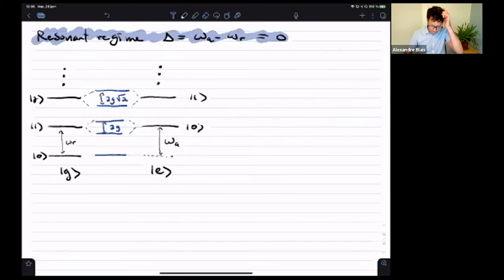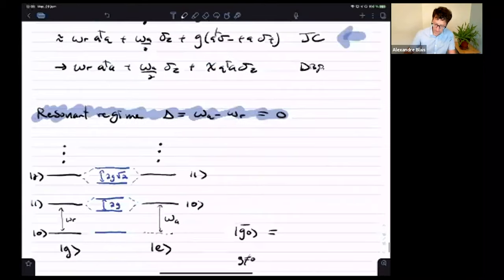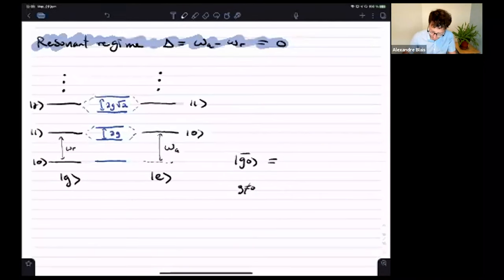Great. And so the states associated are the ground states, which I'll put a bar to distinguish states in the presence of coupling. So that will be G not equal to zero, coupling G. And the states in the presence of coupling, this is the same as the bare G0 state. The ground state is left unchanged.